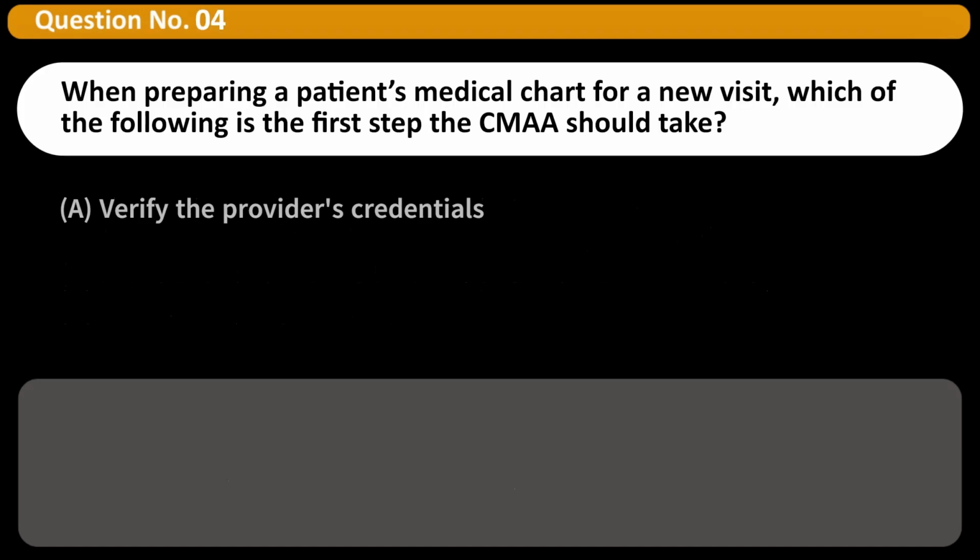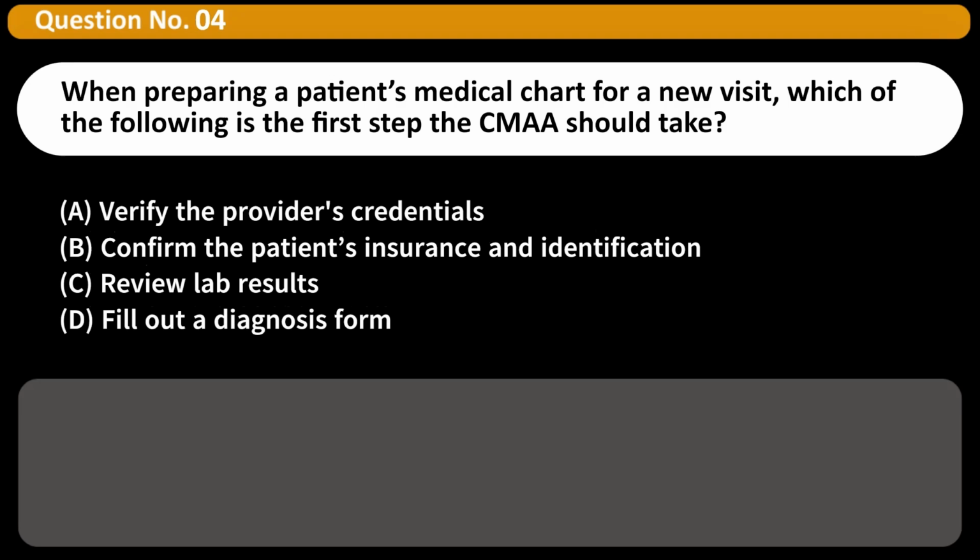When preparing a patient's medical chart for a new visit, which of the following is the first step the CMAA should take? A. Verify the provider's credentials. B. Confirm the patient's insurance and identification. C. Review lab results. D. Fill out a diagnosis form.